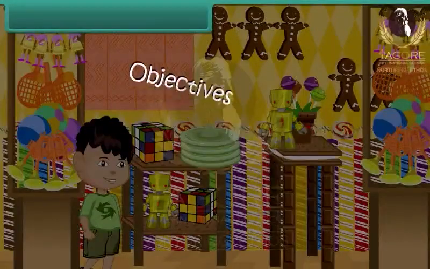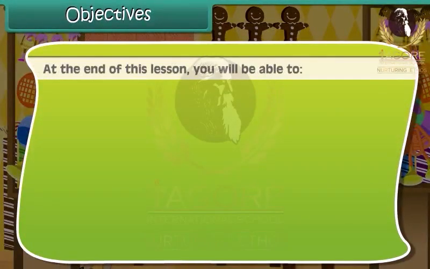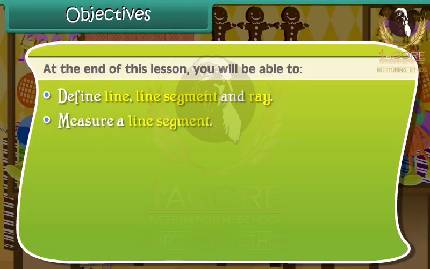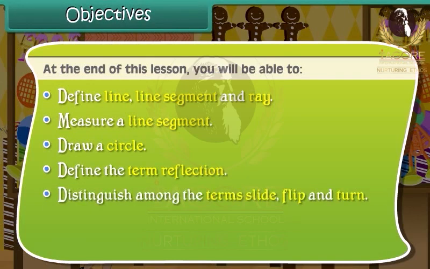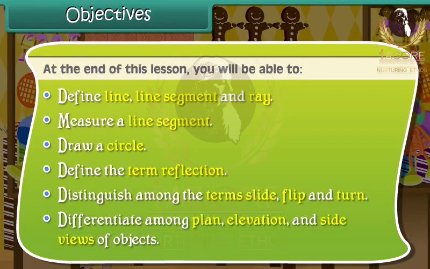Objectives. At the end of this lesson, you'll be able to define line, line segment, and ray. Measure a line segment. Draw a circle. Define the term reflection. Distinguish among the terms slide, flip, and turn. And differentiate among plan, elevation, and side views of objects.